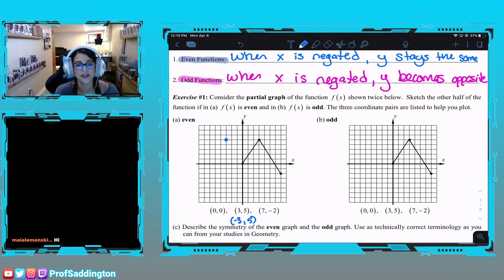And if we have the point 7, negative 2, if I negate the x, my y stays the same. We're going to have the point negative 7, negative 2. So 3, 4, 5, 6, 7, and then down 2. And then we can connect these. Very good. So that's an example of an even function. We see some points and we can see it visually.